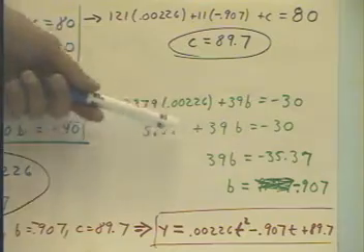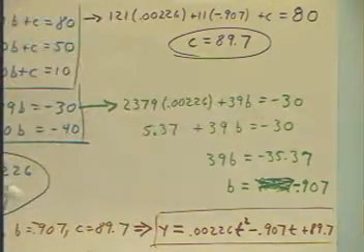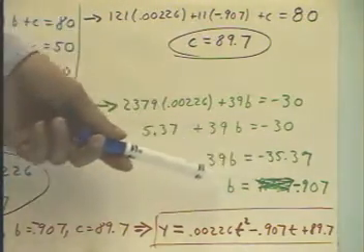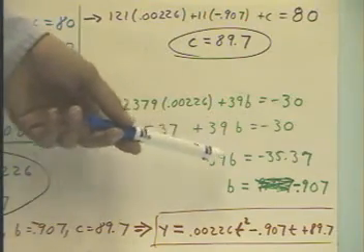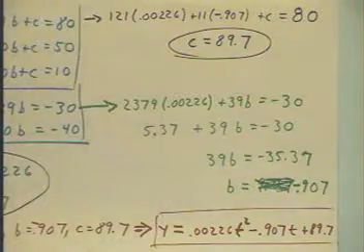Well, we multiply this out, we get 5.37. Our 39B comes down, our negative 30 comes down. Subtract 5.37 from both sides, we get negative 35.37 equal to 39B. If we divide both sides by 39, we end up with B equals negative 0.907.